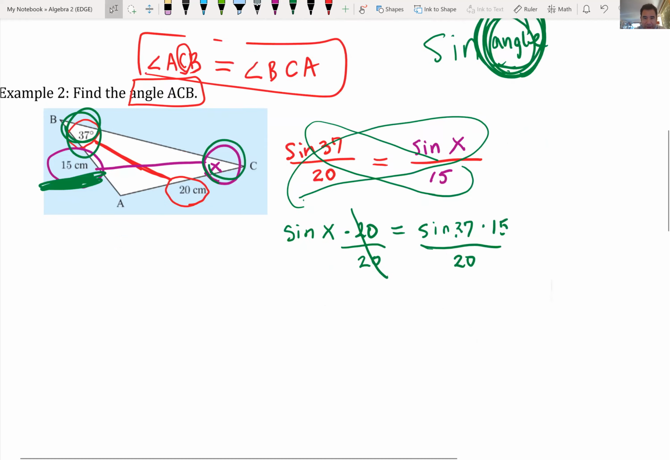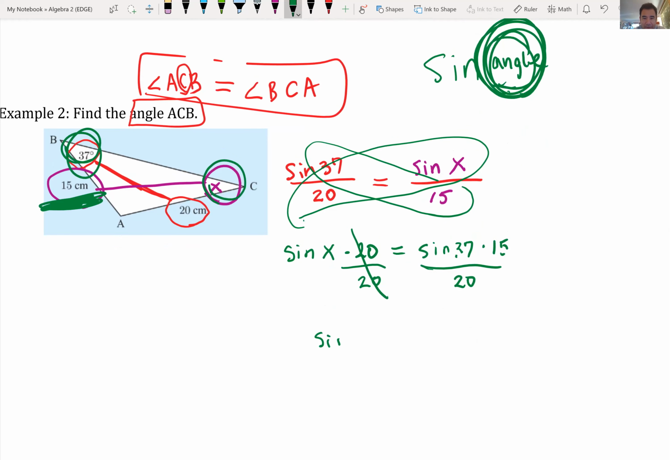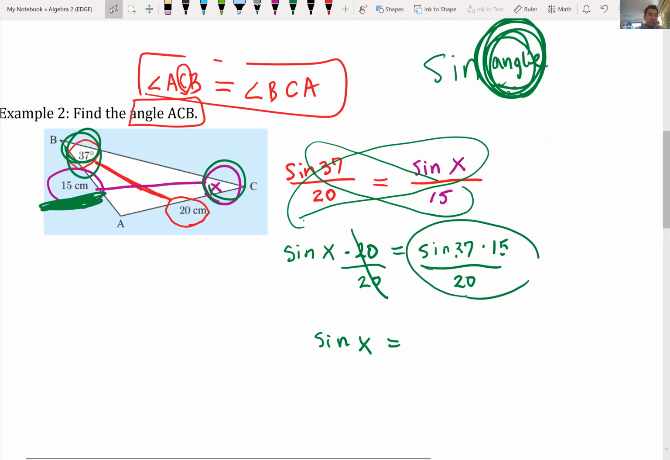So now we've got sine of x equals whatever that is, right? Actually, let's do that, okay? So sine of 37 times 15 divided by 20. See that? Sine of 37, make sure you close the parentheses, and times that by 15, divide by 20. I get 0.4516.